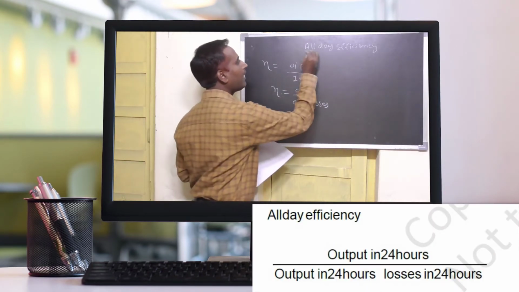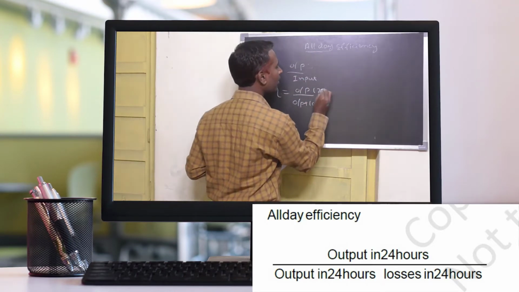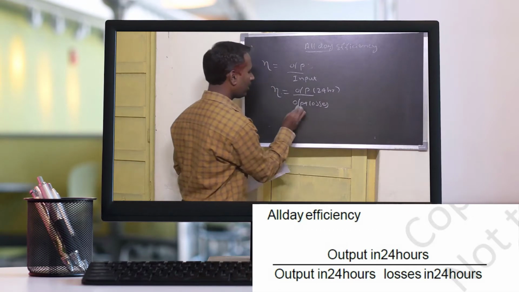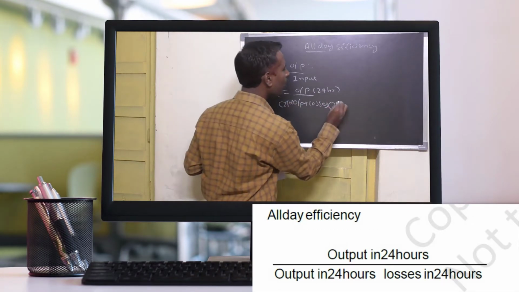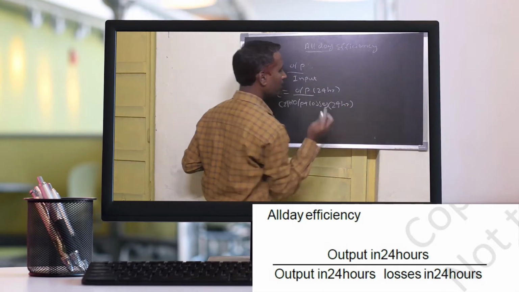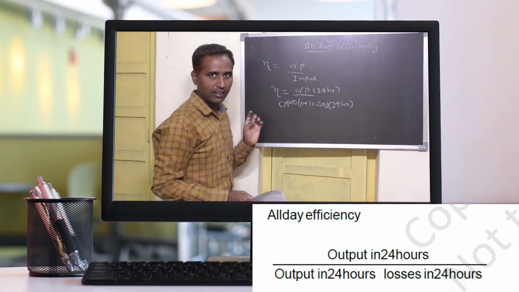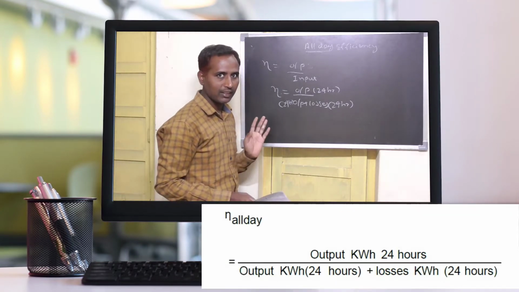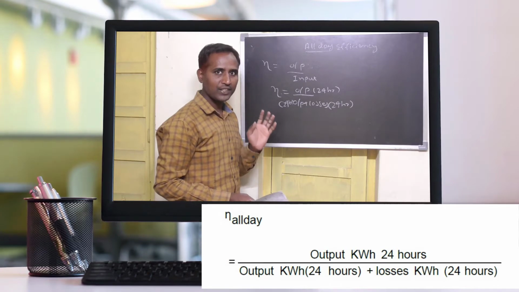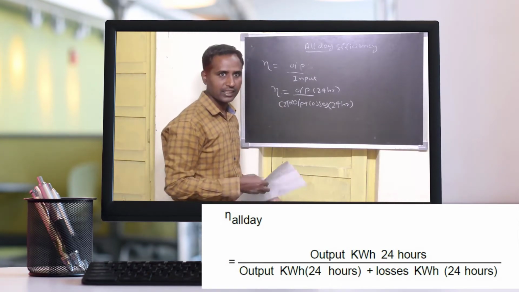But here all day efficiency means output in 24 hours. Same here, output is also in 24 hours, and losses are also in 24 hours. That's why we say it's all day efficiency. It means we are going to find the efficiency over 24 hours.